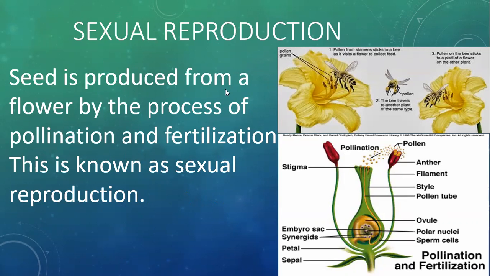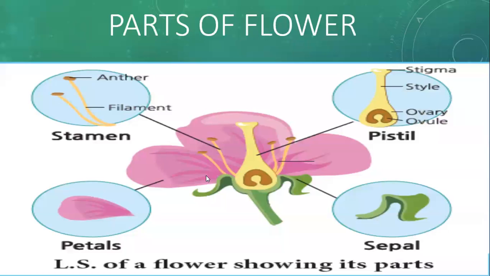So the seed is produced from a flower by the process of pollination and fertilization. This is known as sexual reproduction. I hope you all understand what is meant by sexual reproduction. Now we'll study the parts of a flower.